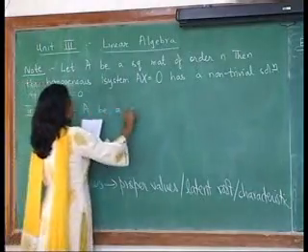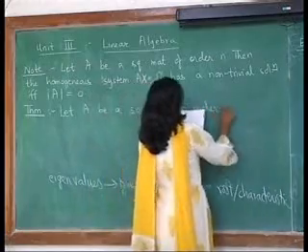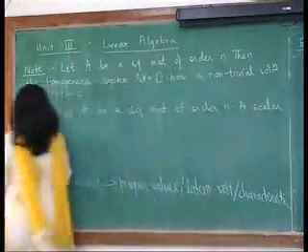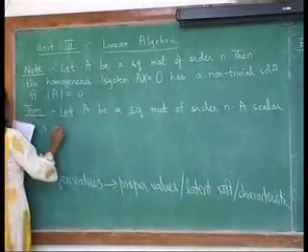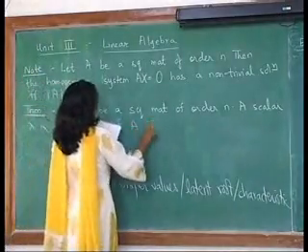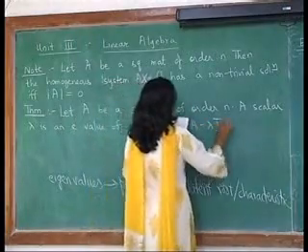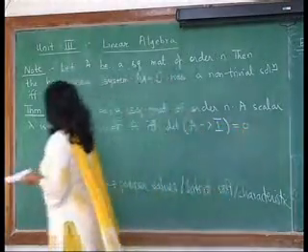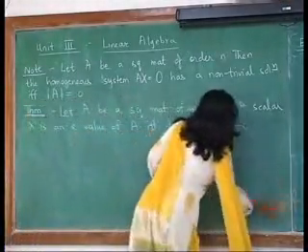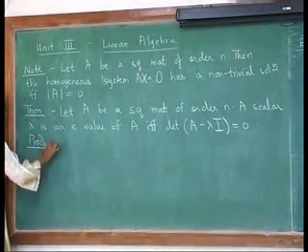This says, let A be a square matrix of order n. A scalar lambda is an eigenvalue of A if and only if determinant of A minus lambda times I is equal to 0. So let us first just concentrate on proving this result.